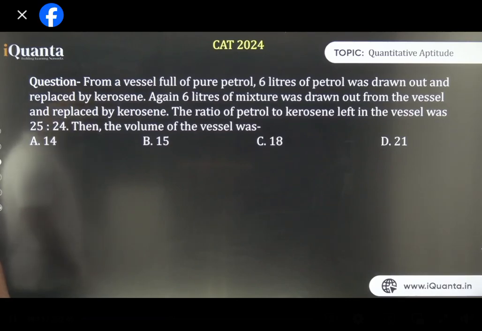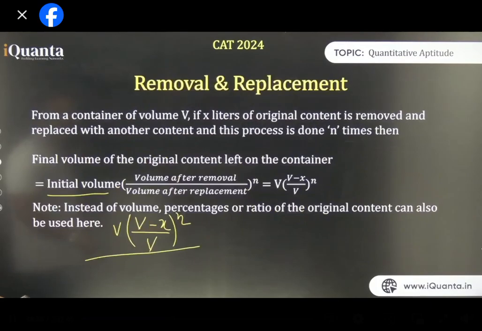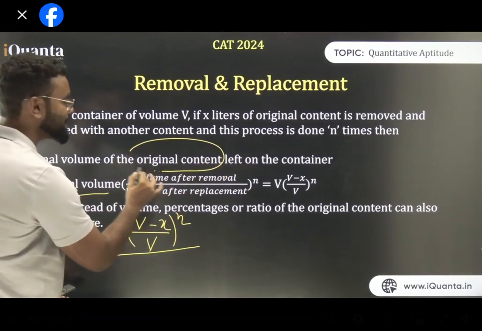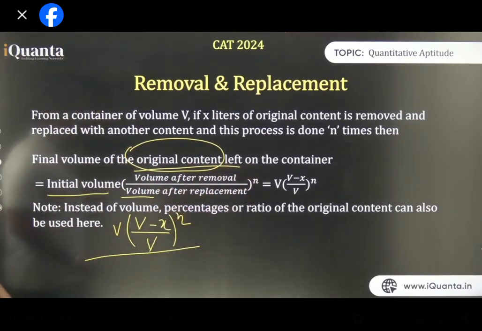So the next question is: from a vessel full of pure petrol, 6 liters of petrol was drawn out and replaced by kerosene. Again, because that is the formula. In the formula, what did we have? The formula is giving you the initial volume. The formula, if you see, is the final volume of the original content left. So what is the original content left? The original content was milk, right? Not water. That's why it is milk.